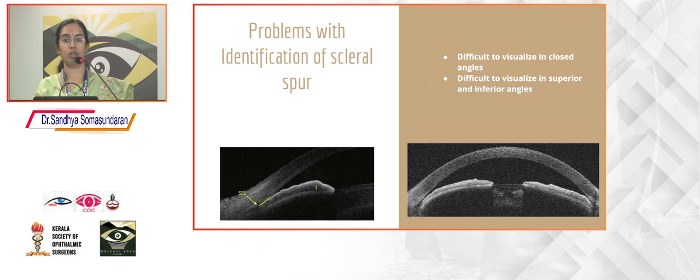So in which situations is it more difficult? It is difficult to visualize in closed angles. Here you can see the angles are closed, so it is very difficult to visualize the scleral spur. And another thing is, it is difficult to visualize in superior and inferior angles because of the effect of the lid.